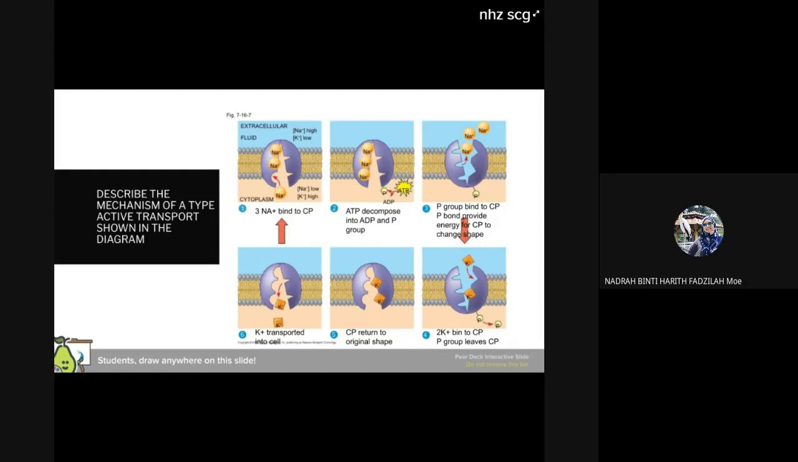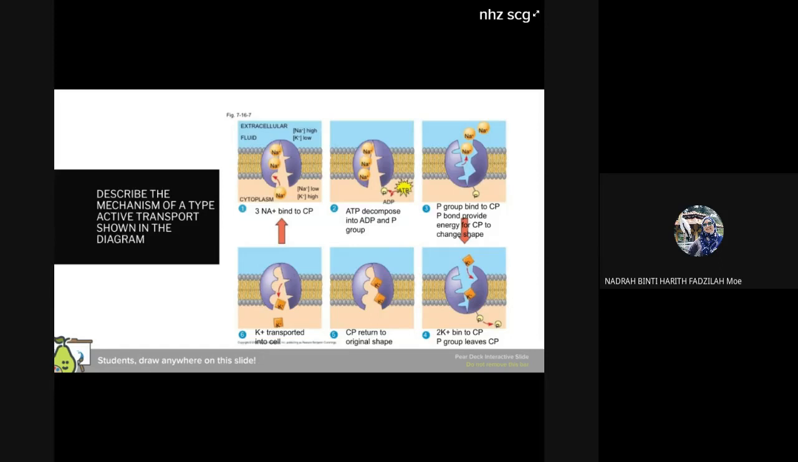And then when carrier protein is open, potassium can enter the binding site of the carrier protein, and when phosphate is removed, tengok gambar nombor 4, when phosphate is removed from the carrier protein, it returns to original shape, and tengok kepada gambar yang ke-6, K plus atau potassium ion transported into the cell.